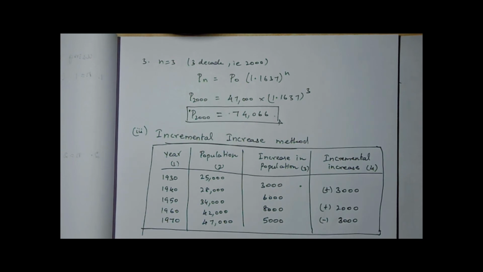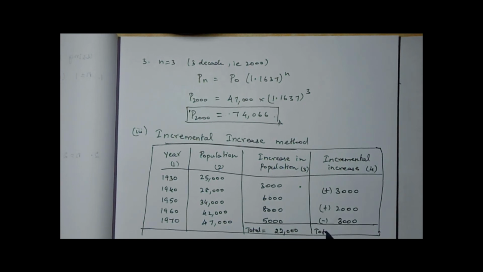So now we have to find the total. When we sum it up, we know that the total of increase in population is 22,000, and the total of incremental increases, when we sum it up, we'll get 2,000. So this is the incremental increase total.